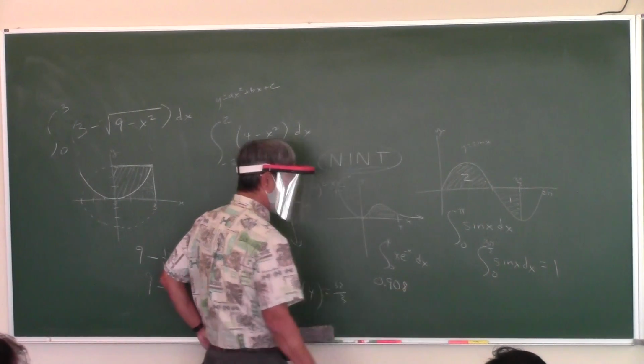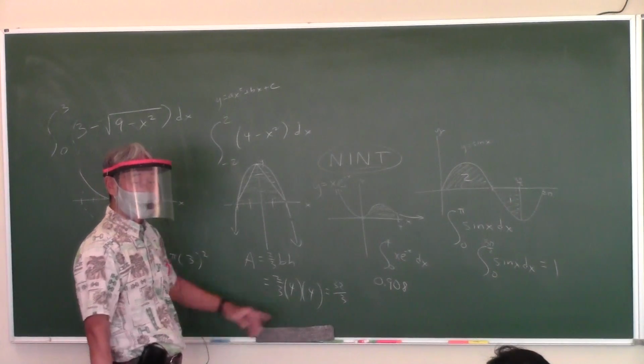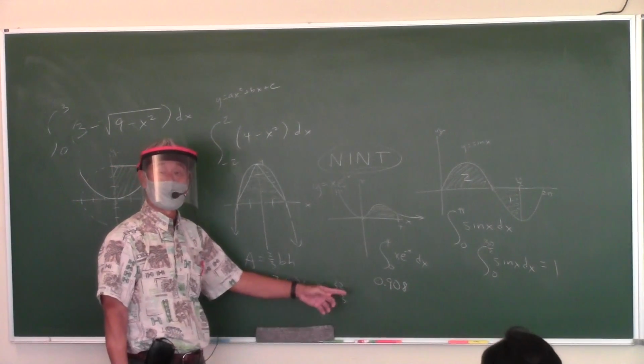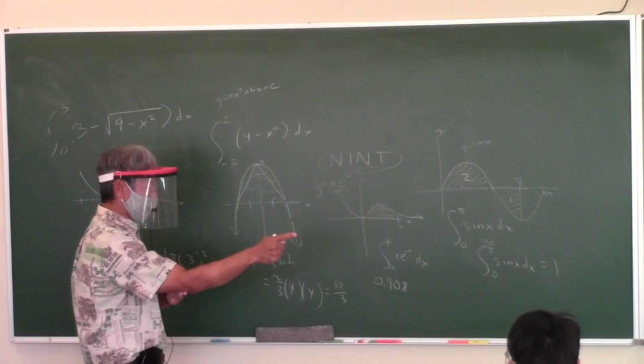0.9084. Okay, just 3 places, that's all we need for the AP exam. Everybody got that? Don't nod your head when you didn't even do it. Strike 1.